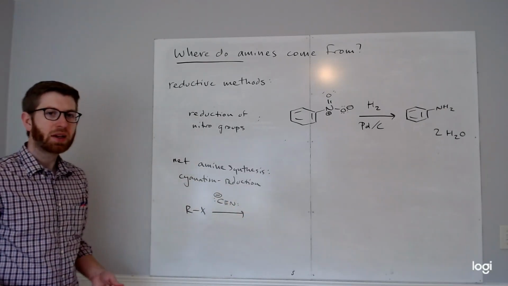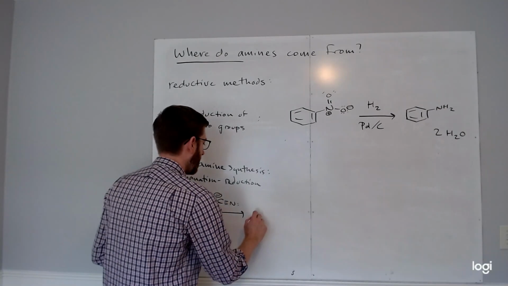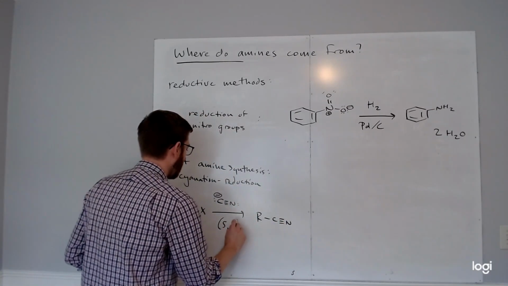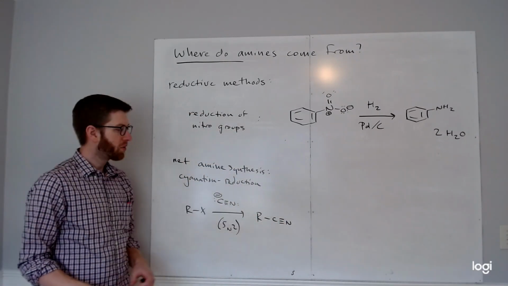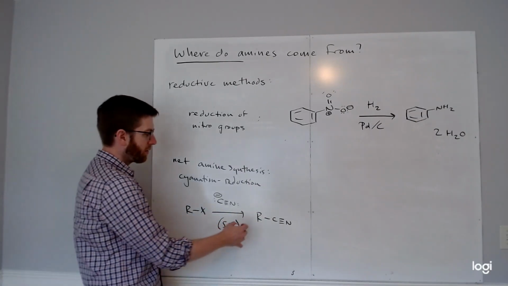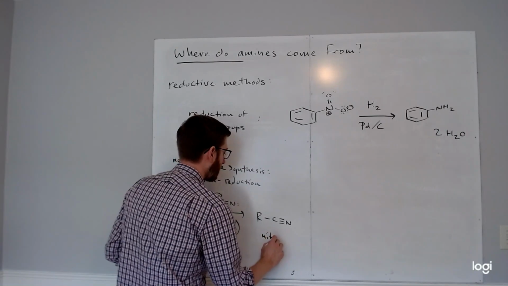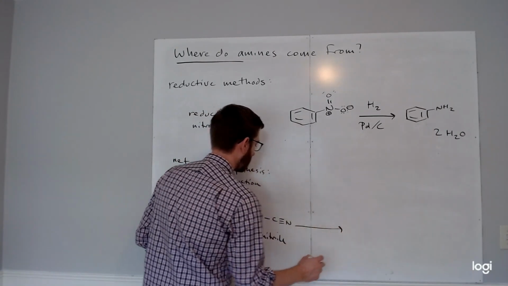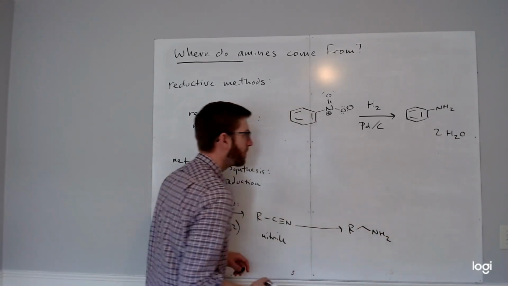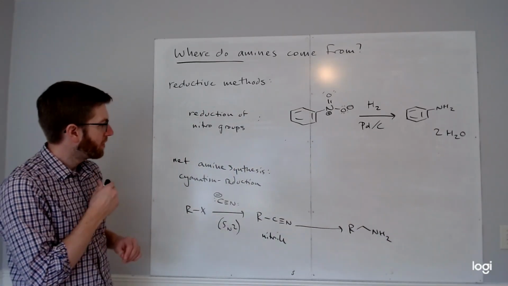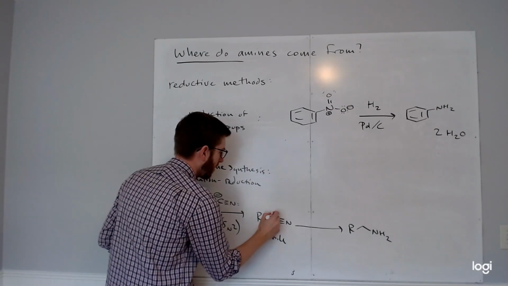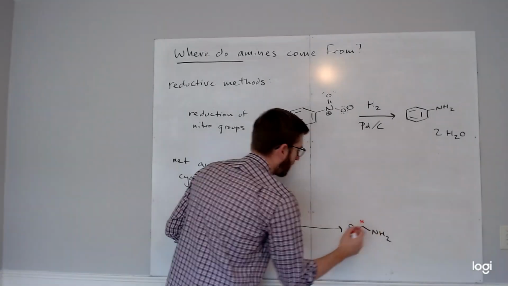So you could use NaCN or KCN for this, and that will make a new nitrile group. So we're cyanating this R group essentially. And then this nitrile can be reduced to a primary amine specifically. So just to trace our carbons, this carbon here is this one here.